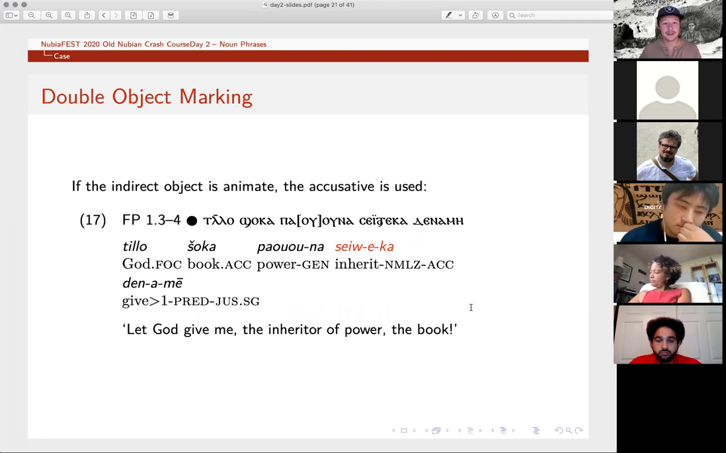And with animates, we see an accusative, right? So here, let God give me the inheritor of power, the book. And so the book should be given to this inheritor of power, which is this noun phrase here. You can see actually here also very nicely that Old Nubian scribes, especially when they write on walls and other, you know, informal mediums, spelling changes, right? So we expect a double kappa here. We see a single one. We expect tililo, but tilo is written. We have to deal with these spelling variations. There is just no other way. And so this sometimes makes our interpretation also quite difficult. Also actually of this specific phrase, which, you know, I think this is a pretty okay analysis, but I'm really not entirely sure.